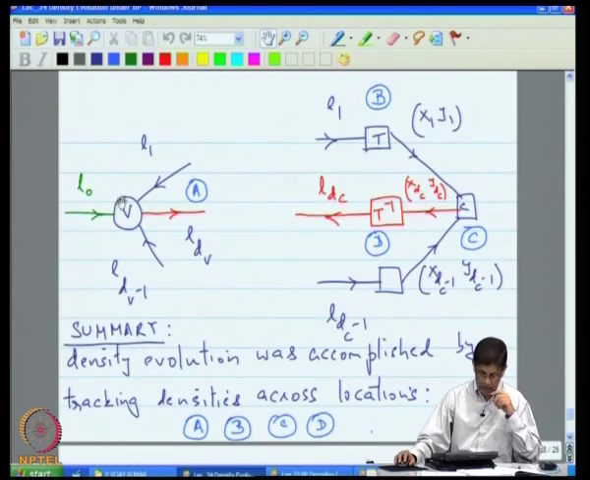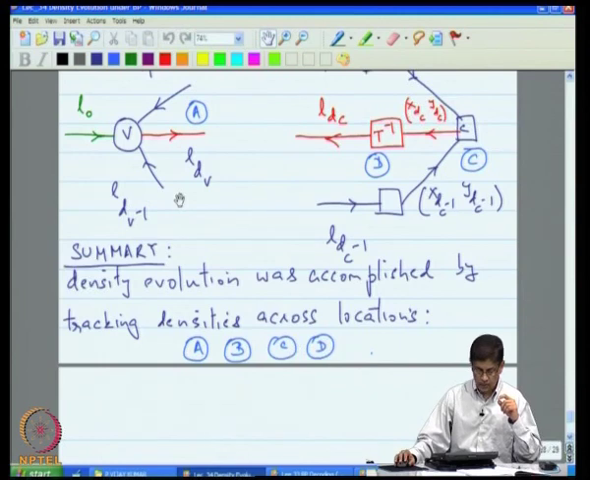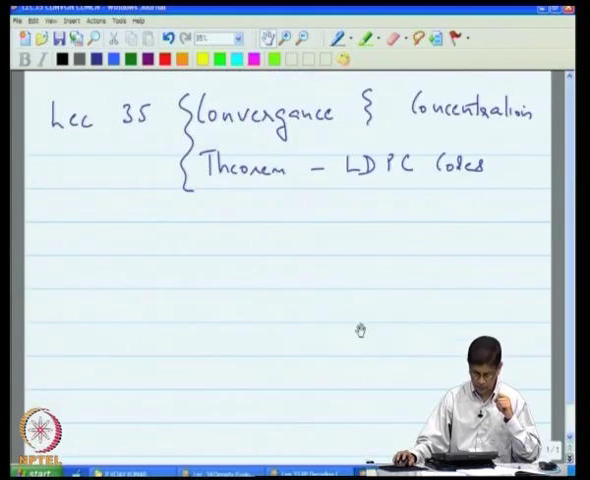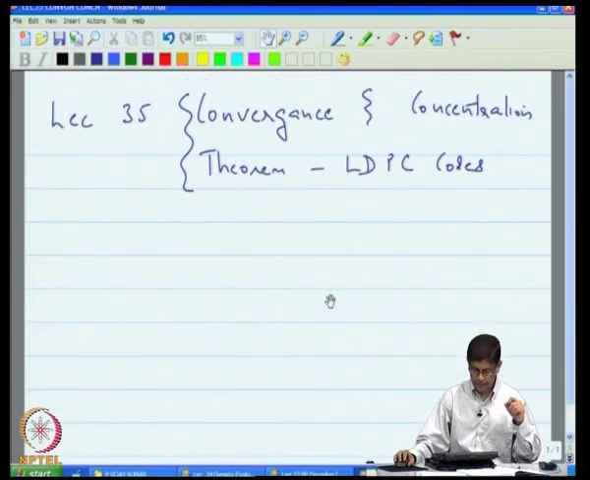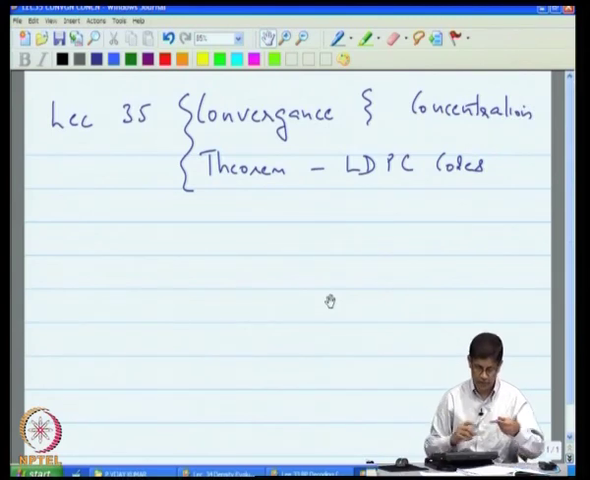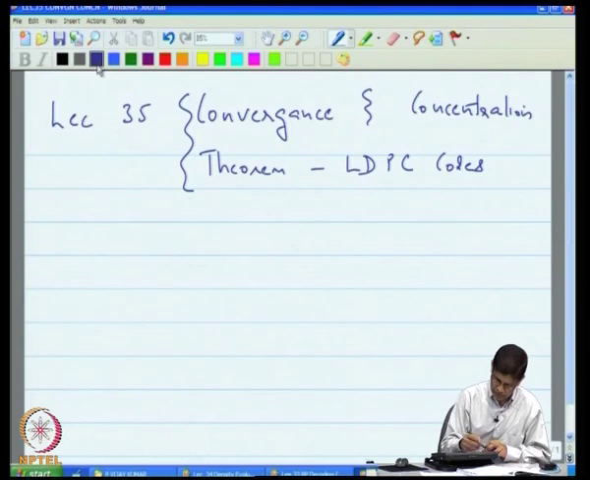Okay. So, that is density evolution, and today what I thought we will do, as the logical next point, is to prove something about convergence, called the convergence and concentration theorem for LDPC codes. Again, my reference for this is this February 2000 paper. So, I will just begin with a quick recap.